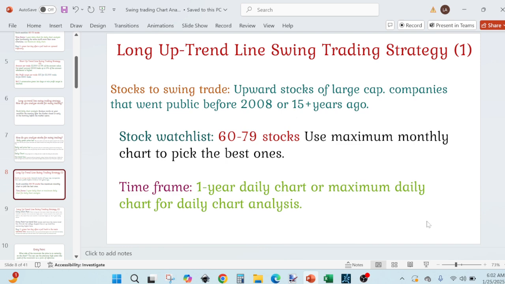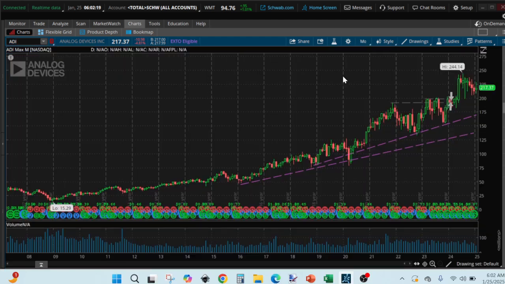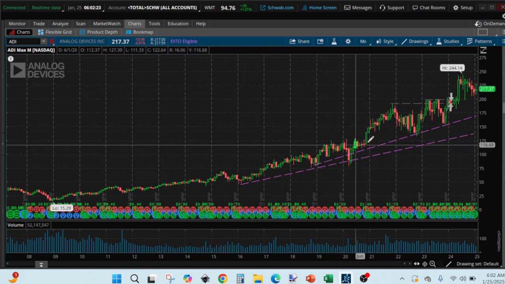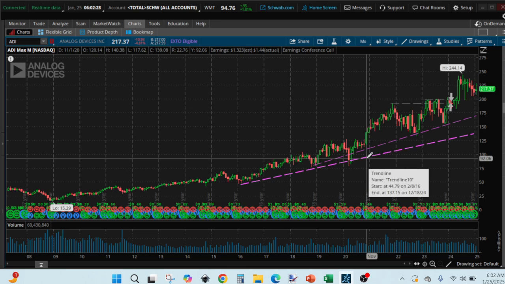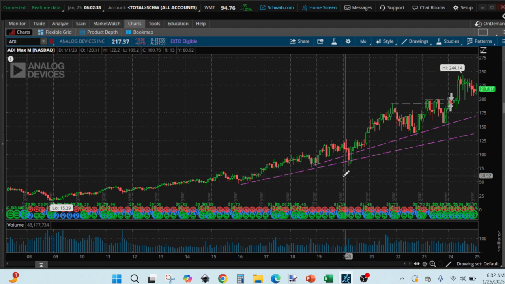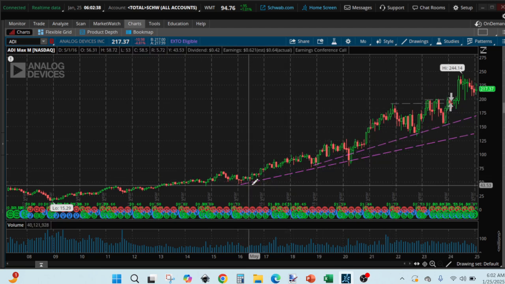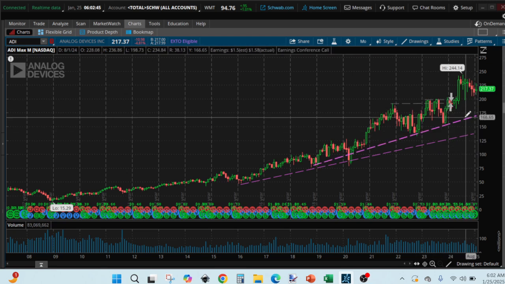At first, it might be a good idea to use the maximum monthly chart to see a little bit about the stocks, and from there you can trace your upper trend lines. These are support lines passing by the lows, connecting the higher lows. That's what will give you the upper trend line, the oblique, or the uptrending shape of line.